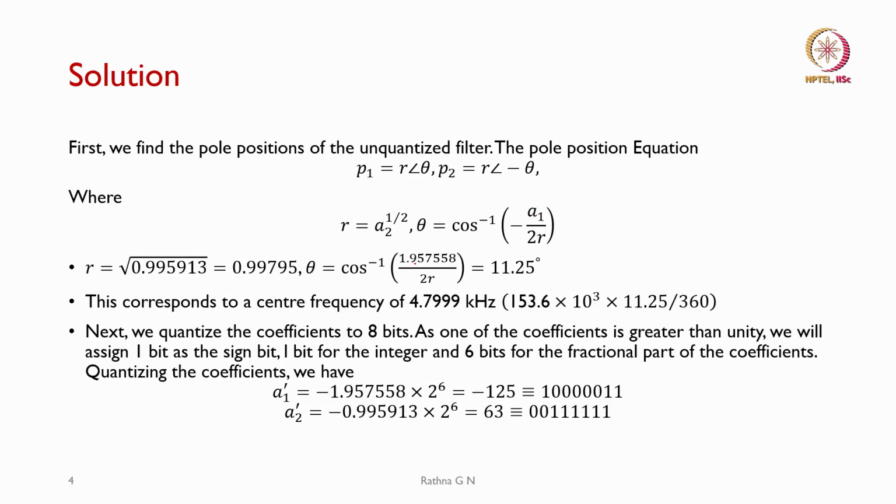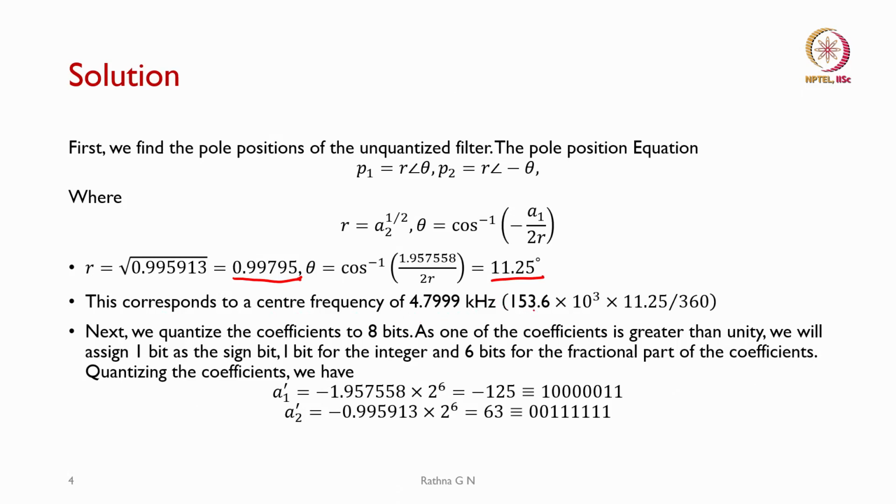So, that is the reason why you will be seeing positive here. This is 1.957558 divided by 2R. R is going to be whatever you have computed here. So, we will be putting that in, which gives me, in terms of degrees, 11.25 degrees. Fine. So, this corresponds to a center frequency of 4.799 kilohertz.